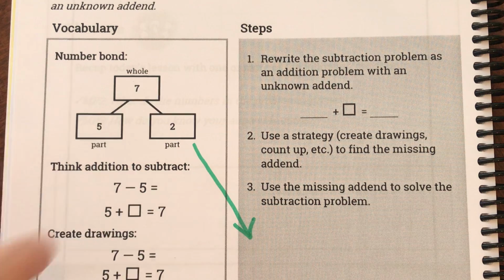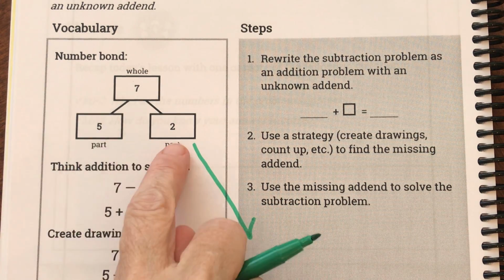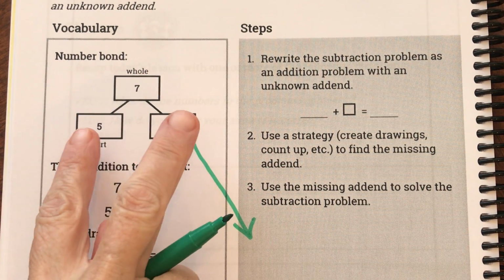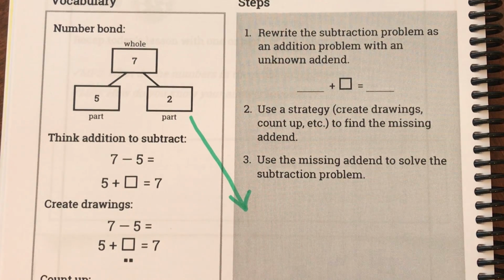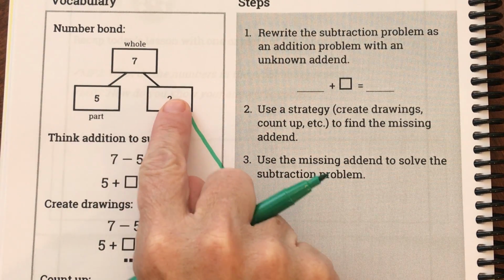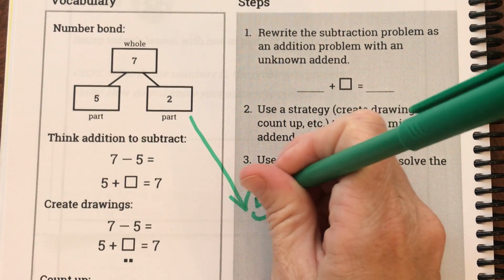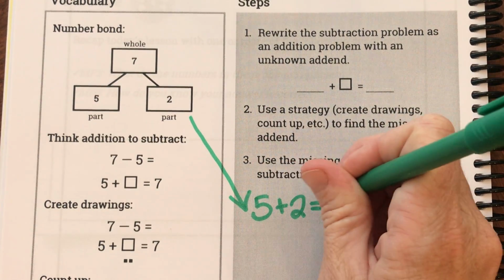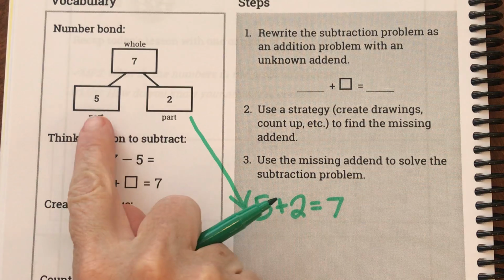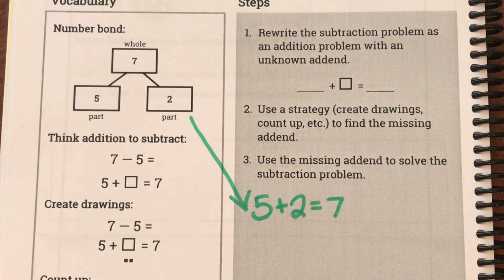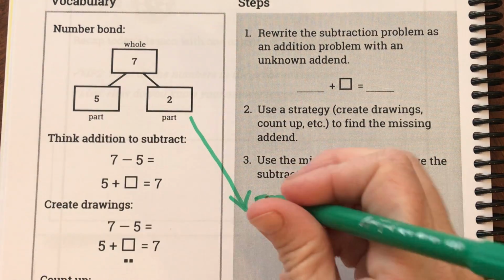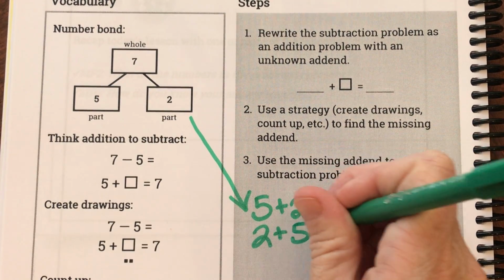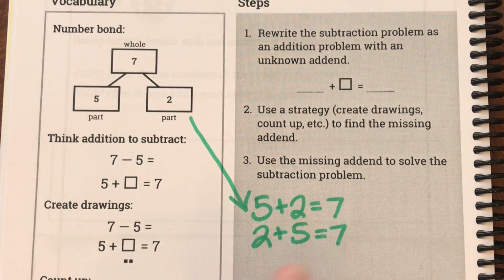So in this number bond, I see that part equals whole. So part plus part equals whole. So we could write that as an addition problem. We could write 5 plus 2 equals 7, because part and part equal whole. I could also say part plus part equals whole. I could write it the opposite way and switch my two parts.